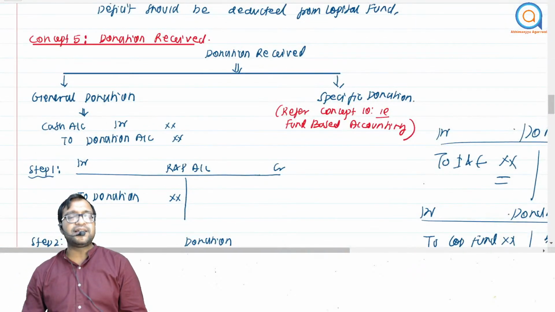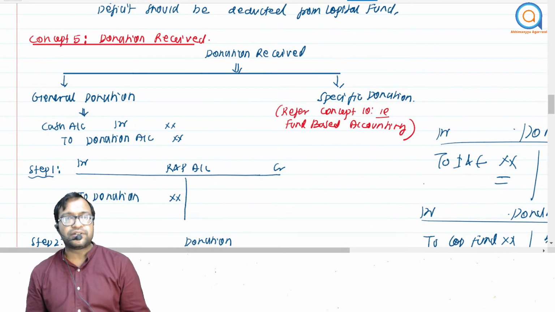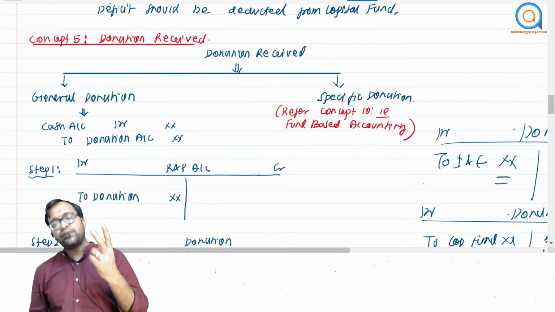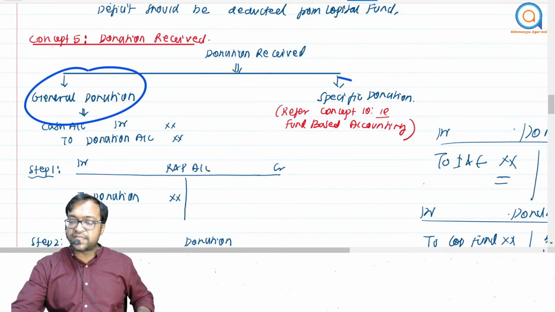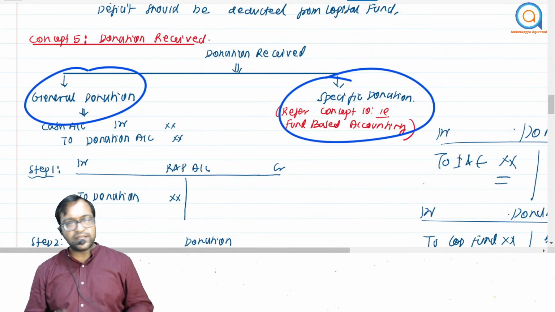Now there are certain things that we need to understand here. The few important terms. One is donation. When you receive donation, donation can be of 2 types. One is general donation and one is specific donation. So what is the difference, sir?